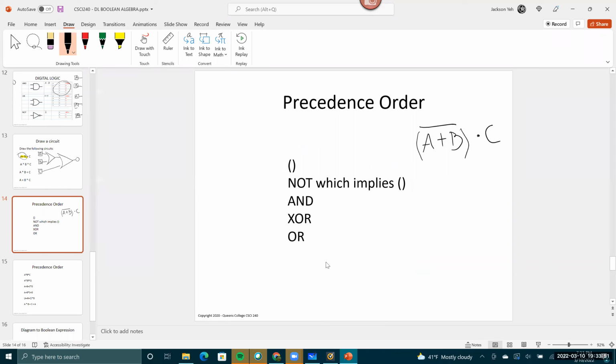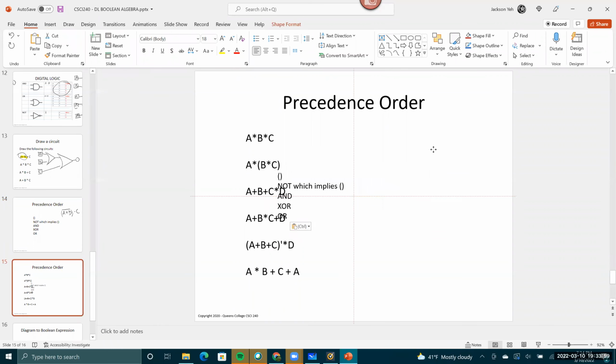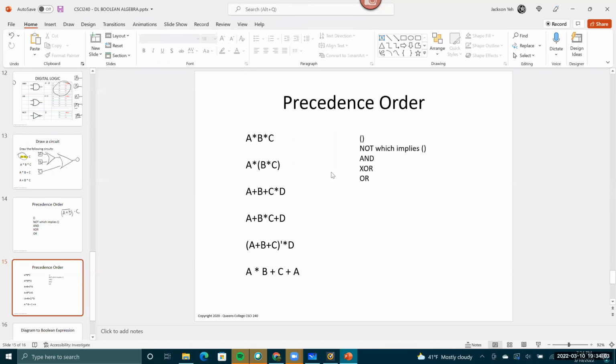Okay, so with that being said, I'm going to copy this. I'll give you guys a good 10 minutes to work on these problems, all precedence order problems, to see what kind of circuit you end up with. We're supposed to draw these out? Yeah, draw these out.